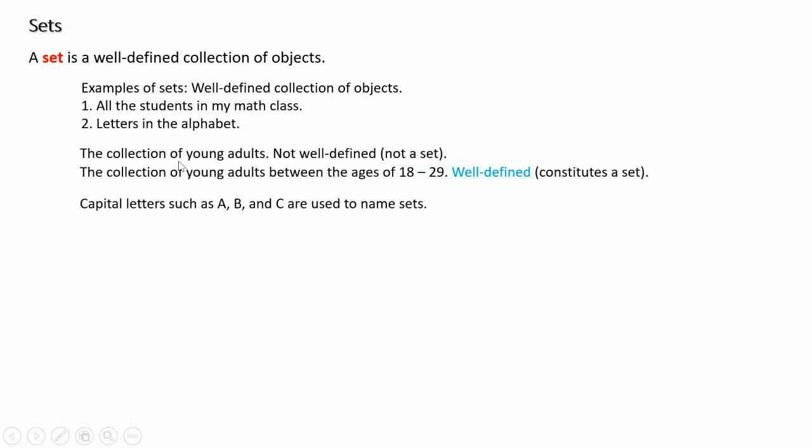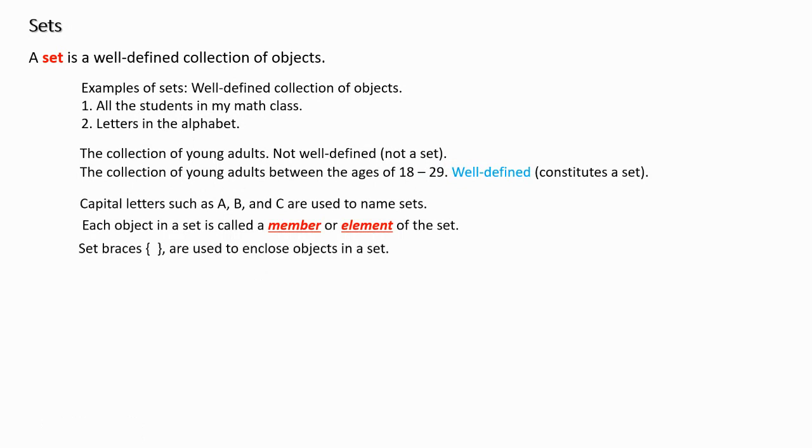Okay, now capital letters such as A, B, C, are used to name sets. And each object in a set is called a member or an element of the set. The braces are used for sets. Set braces are used to enclose objects in a set. For example, A equals the set of the numbers 3, 4, and 5. And here's how you read it. Set A consists of elements 3, 4, and 5.